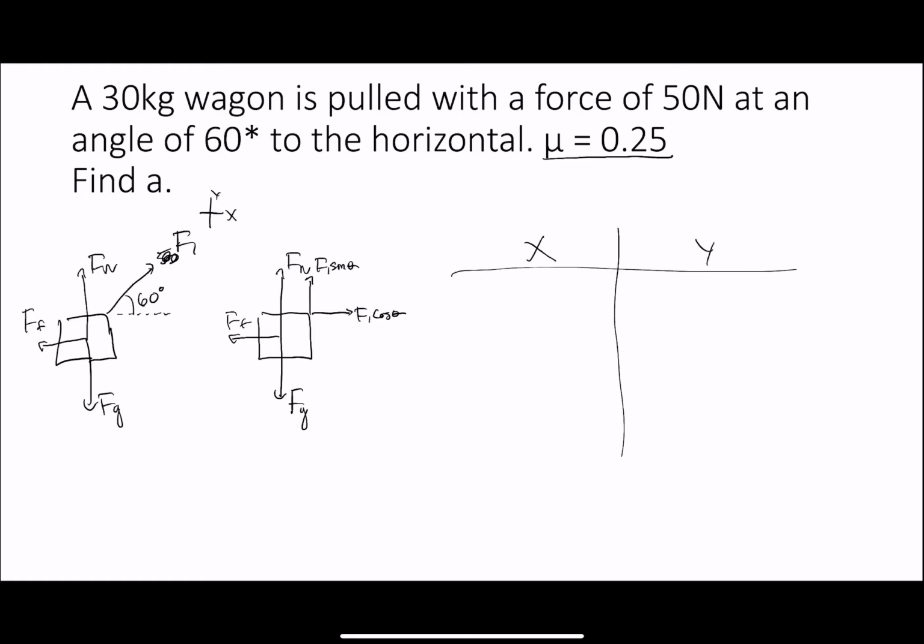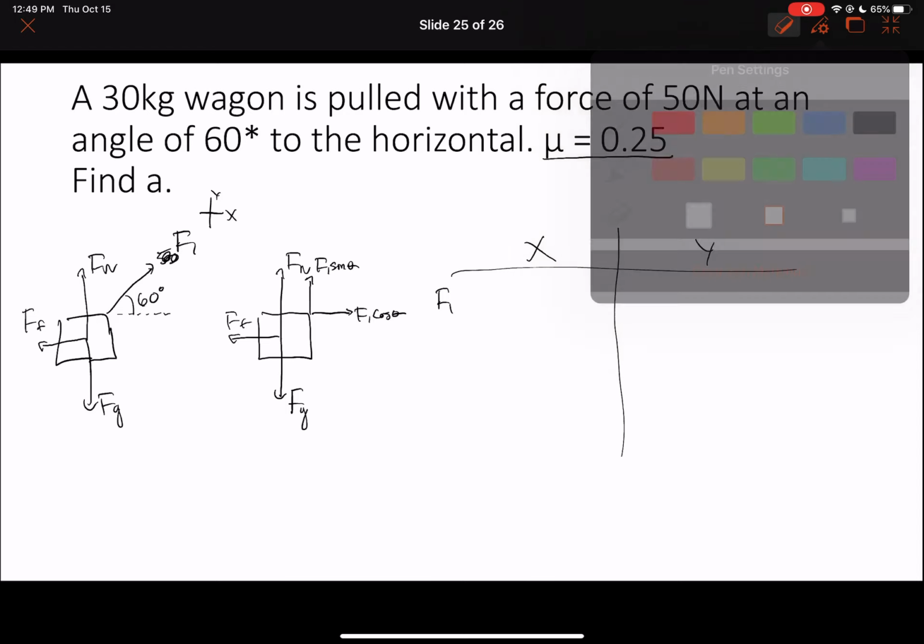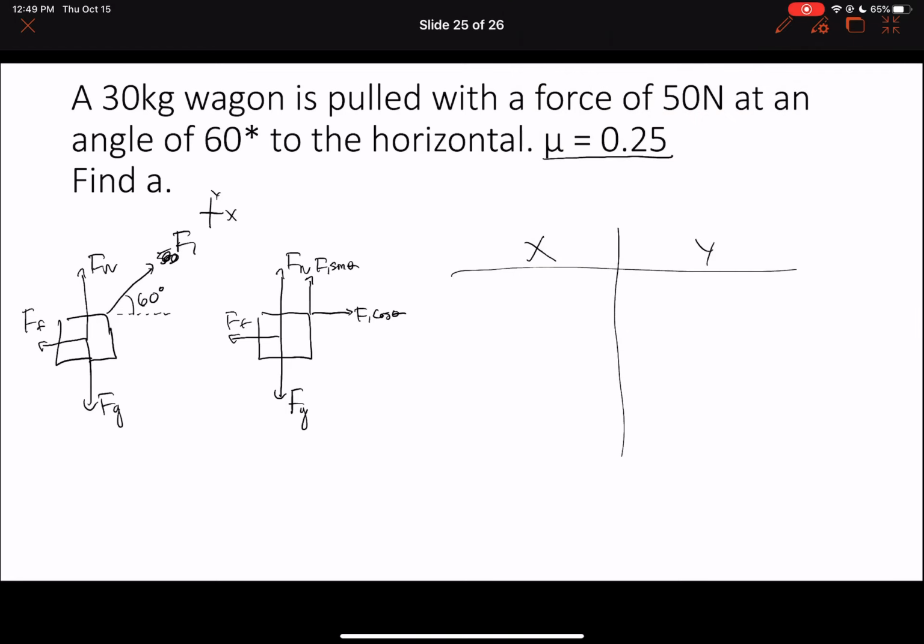X, y. In the x direction, there are two forces now. Well, hold on. I'm skipping a step. I'm being a bad student. Sum of the forces in the x direction equals MAX. Start with our Newton law. Newton says this.